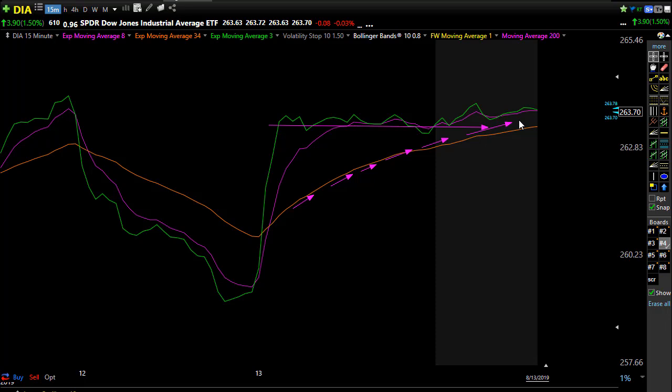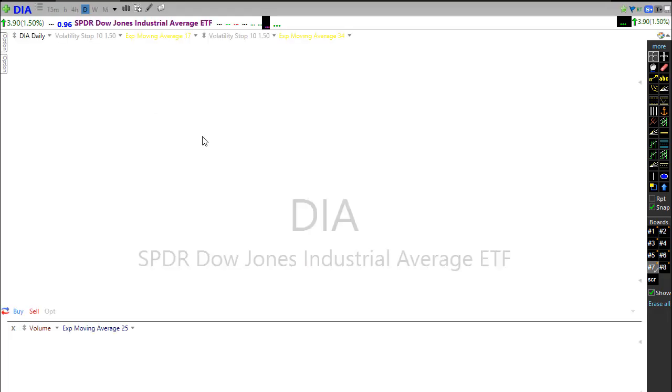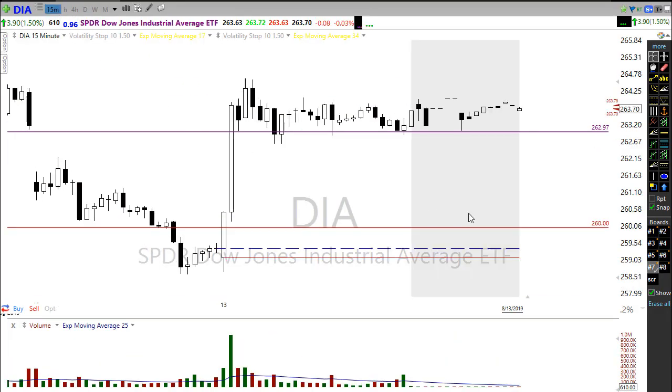And that's all that occurred here. We had that resting period in the market on that diamonds 15 minute, just so that big move could be consolidated and all the averages had a chance to just catch up.